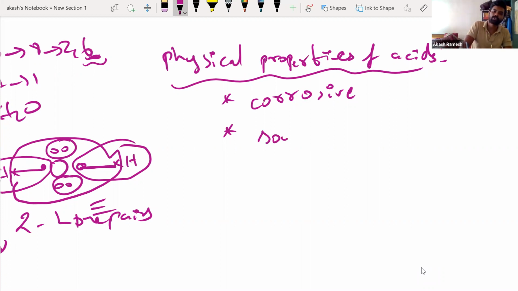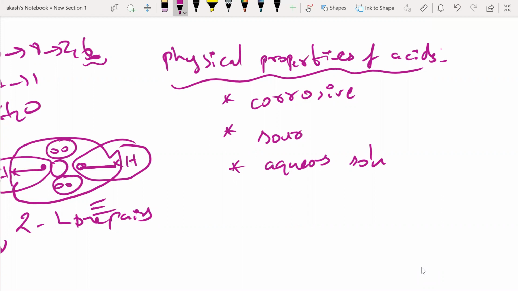Someone said sour in taste, but not all acids. Obviously nobody can taste an acid and tell you the taste, that's very unrealistic. Anyways, it's corrosive. Something is a little sour, and obviously most of them are aqueous solutions. I mean, all of them are aqueous solutions only. Anything else you want to tell?